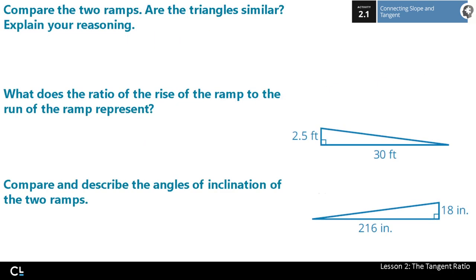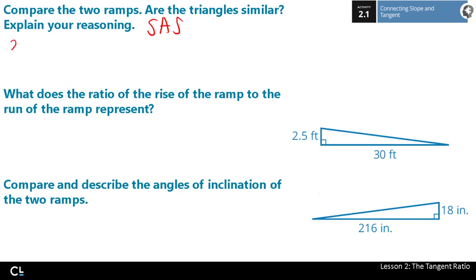So, compare the two ramps. Are the triangles similar? Explain your reasoning. We want to know, are these triangles similar? Well, we need to think about our similarity shortcuts. So one of them was side, angle, side. And what this meant was sides that are proportional, angles that are congruent, sides that are proportional. And we need to see, do we have that here, right?